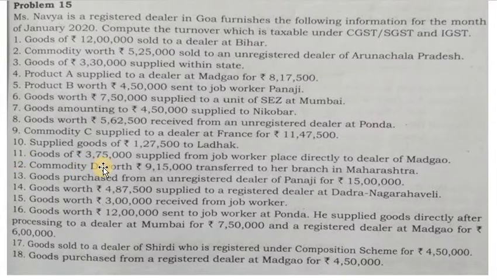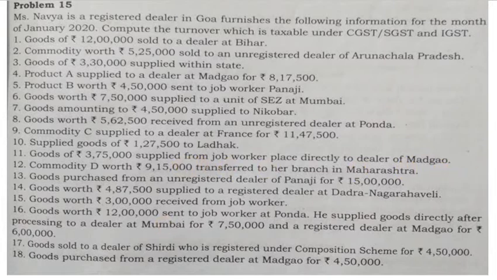So what is the 12th one? Commodity D worth rupees 9,15,000 transferred to our branch in Maharashtra. So here it is a branch transfer. If it is a branch transfer also, it is a supply. It is considered as supply under GST. So where is it done? From Goa to Maharashtra, two states. So it is between the two states, so it becomes an interstate supply. Which tax has to be paid? If it is an interstate supply, then IGST has to be paid.